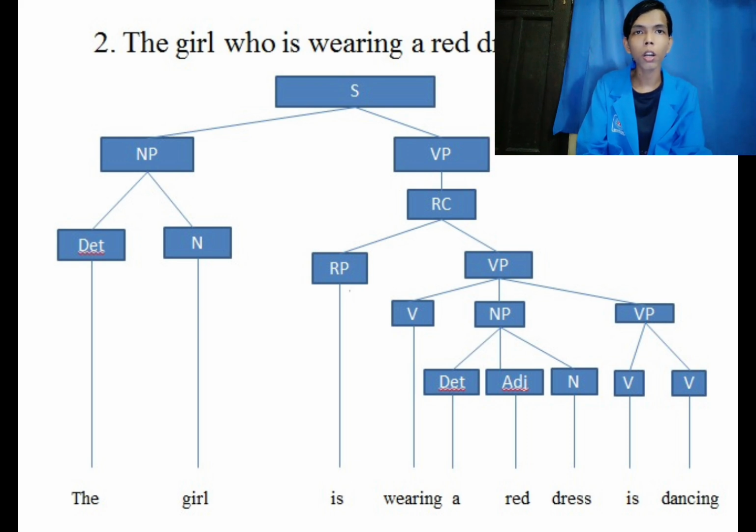Who is a relative pronoun. Is wearing a red dress is a verb phrase. The breakdown: wearing is a verb. A red dress is a noun phrase. The breakdown: a is a determiner. Red is an adjective. Dress is a noun. Is dancing is a verb phrase. The breakdown: is is a verb. Dancing is a verb.